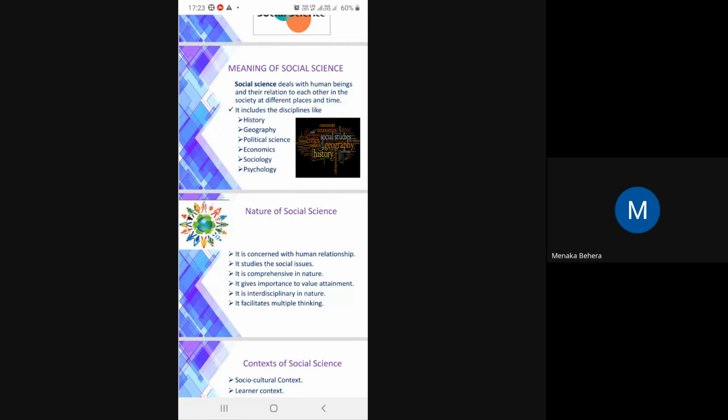There is a hidden value in teaching any social science content to our children. So as social science teachers, we must focus on how value attainment can be achieved by our children. And we can say that social science is also interdisciplinary in nature. Interdisciplinary means it is related to all other subjects. At the time of teaching social science, we must relate it with other subjects so that it will be more interesting and students will understand it easily.